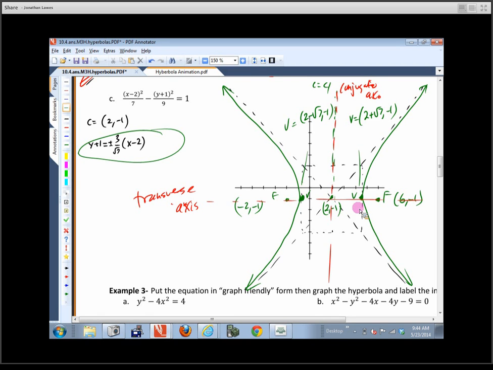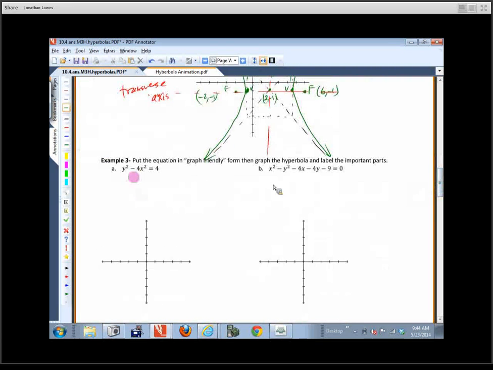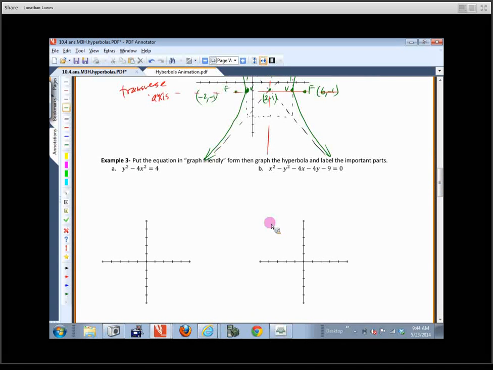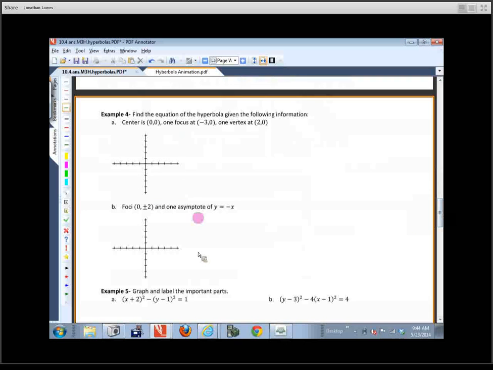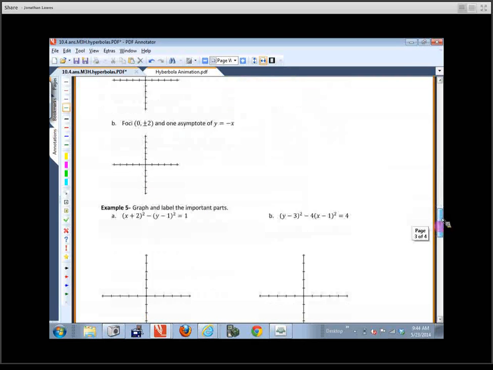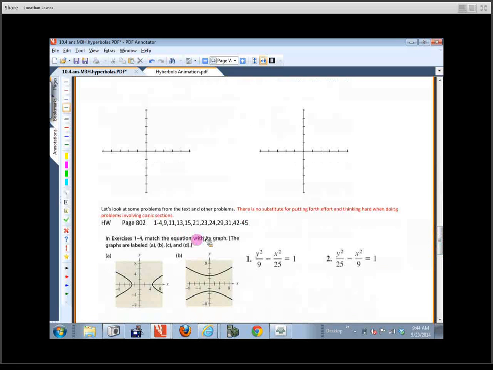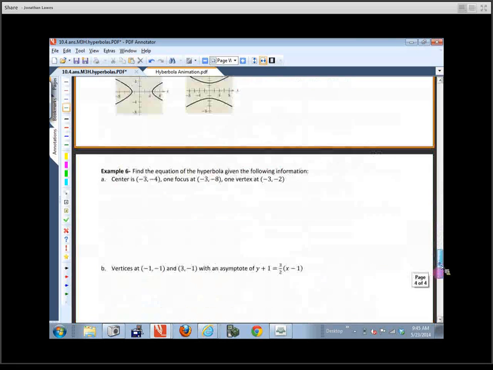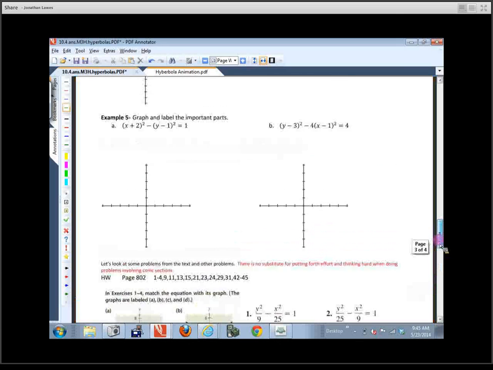Okay. Let me just look at this other stuff just so we're aware. Are these in graph-friendly form? Nope. What do you have to do? Complete the square. Make sure you're really careful, especially with the negative. Okay. And then I've got some other examples that describe what they look like, and you come up with the equations. Here's the assignment, and there's some matching and some ones that are a little bit more complicated and stuff like this.